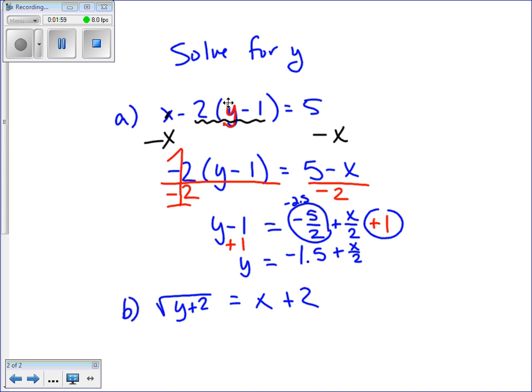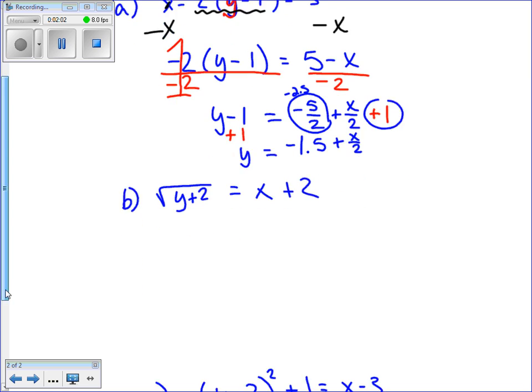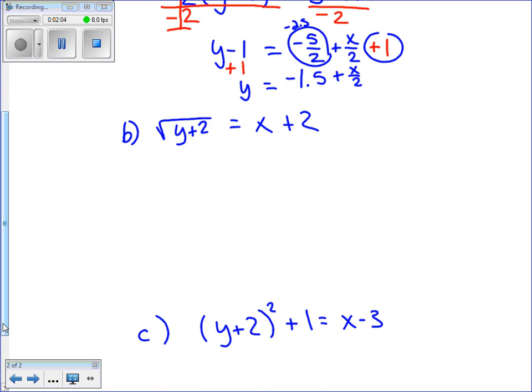The next problem is slightly different. This time the y is underneath the square root symbol. Now a lot of you feel tempted to subtract 2 to get rid of that 2, but remember that square root symbol is like a house. Like y plus 2 are married, they're inseparable, you can't get them away from each other until you take that house away. So if I square this side, that's the opposite of a square root.